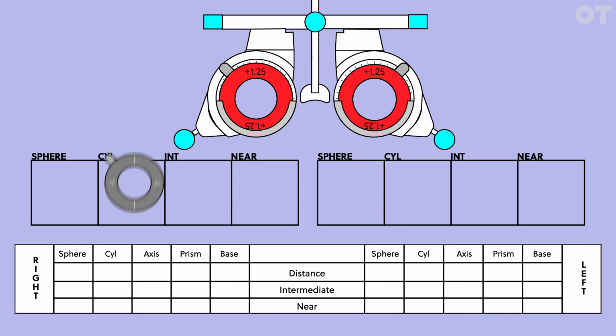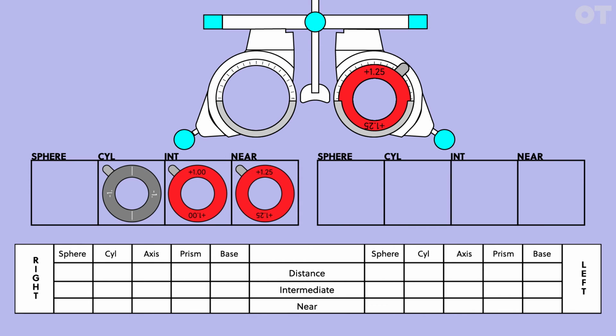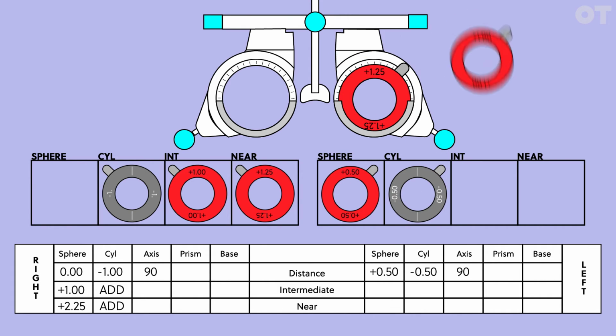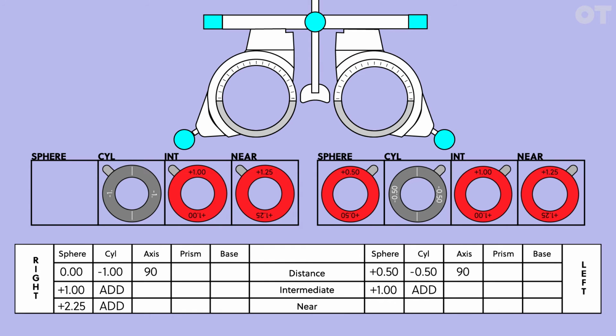Let's work through some example prescriptions. Example 1. This patient needs an intermediate and near addition. You can write this in 2 ways. Right eye plano with a -1.00 at 90, with an intermediate add of +1.00 and a near add of +2.25. Left eye +0.50 with a -0.50 at 90, with an intermediate add of +1.00 and a near add of +2.25.